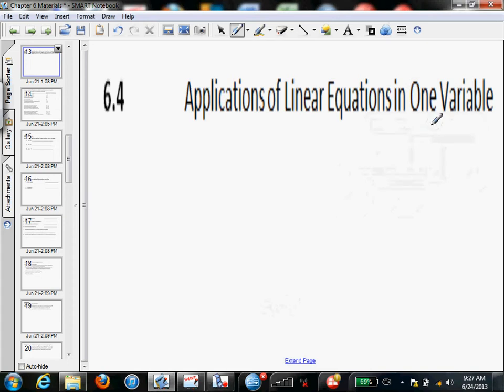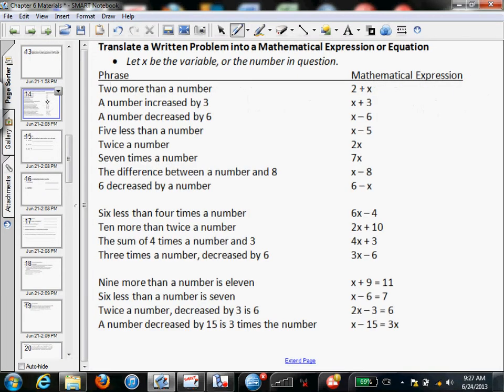Hello and welcome to 6.4 Applications of Linear Equations in One Variable. So we're going to take what we learned in the previous section and expand on it by using word problems and things like that. For this first part, we translate a written problem into a mathematical expression or equation.